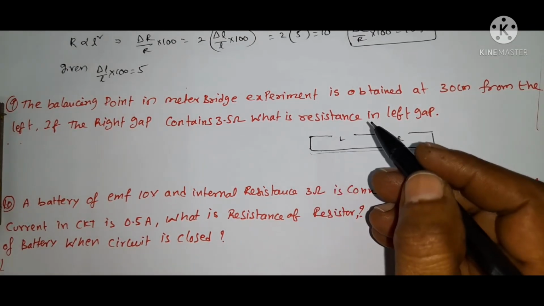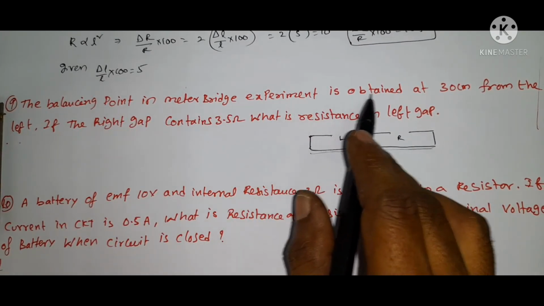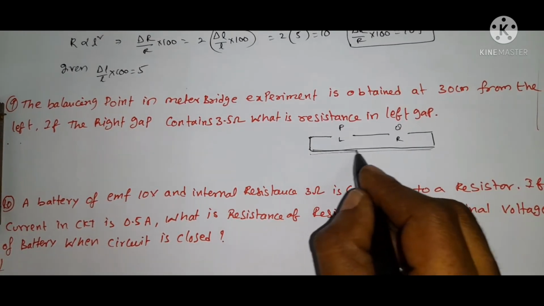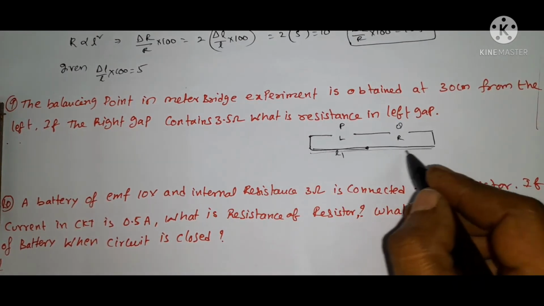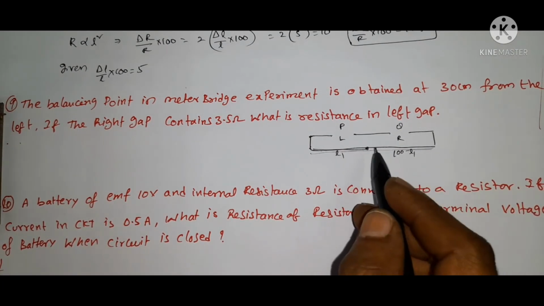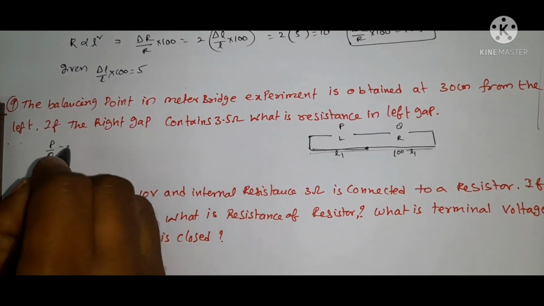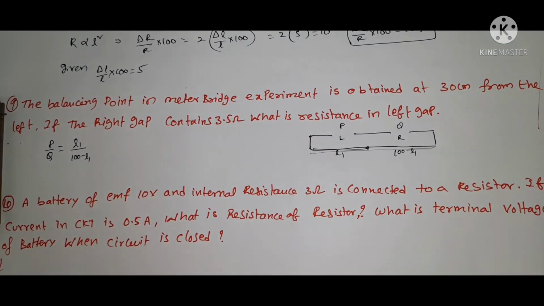The question given here is that the balancing point in the meter bridge experiment is obtained at 30 centimeters. So this is say P, this is Q. If the balancing point is say R, that is L1, the total length is 100 centimeters, and the remaining will be 100 minus L1. According to the meter bridge formula, P by Q is equal to L1 by 100 minus L1. That means resistance is proportional to length. That's why in place of R by S I wrote L1 by 100 minus L1.